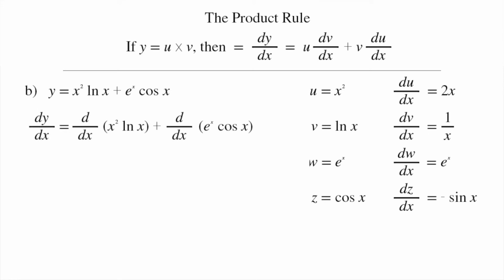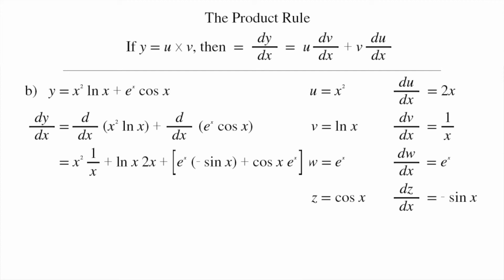Hence, dy by dx is, applying the product rule to the first term, x squared times 1 over x plus ln x times 2x, plus, applying the product rule to the second term, e to the x times minus sine x plus cos x times e to the x.